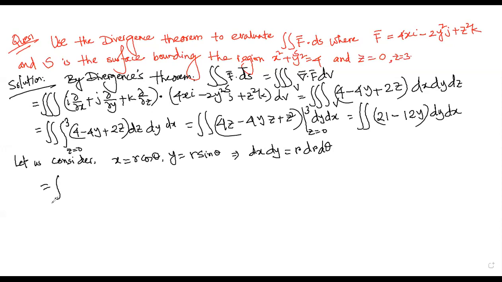r equals to 0 to 2, and θ equals 0 to 2π. x equals r cos θ, y equals r sin θ, and dx dy equals r dr dθ.